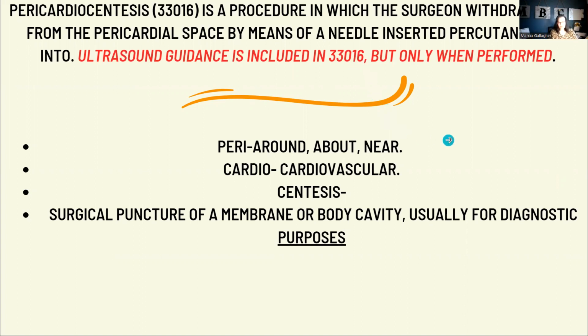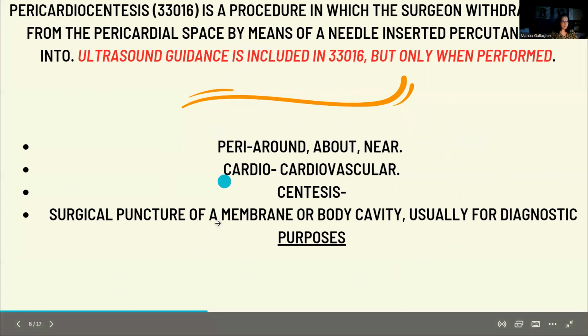So let's break down some of these medical terms. So peri means around, about, or near. Cardio, cardiovascular. And centesis is a surgical puncture of a membrane. So this is a membrane that surrounds the heart. And we're going to actually do a centesis, which is going to be a surgical puncture to remove fluid. So that's what that big old word means if you broke it down into med terms.